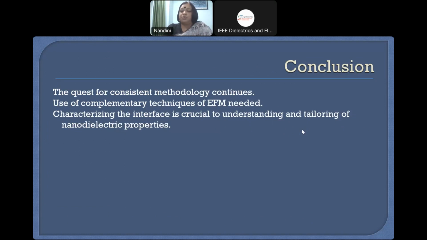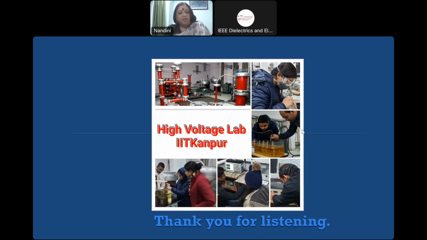We need to use better methods. One of the ways to go might be to use molecular dynamic simulations. Characterizing the interface is crucial to understanding and tailoring of the nanodielectric properties, and therefore we continue to work in this area. Thank you for listening, and that's all from me.